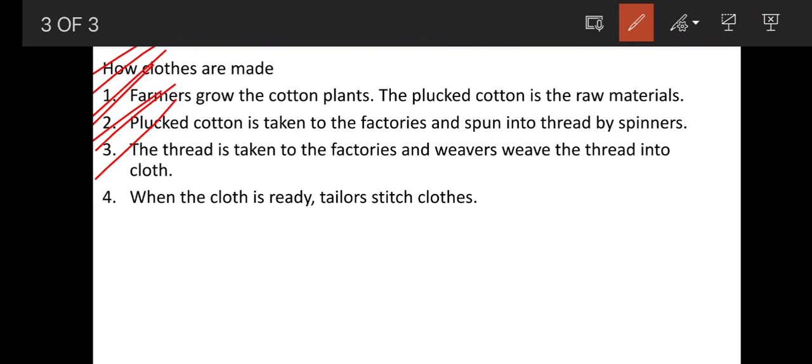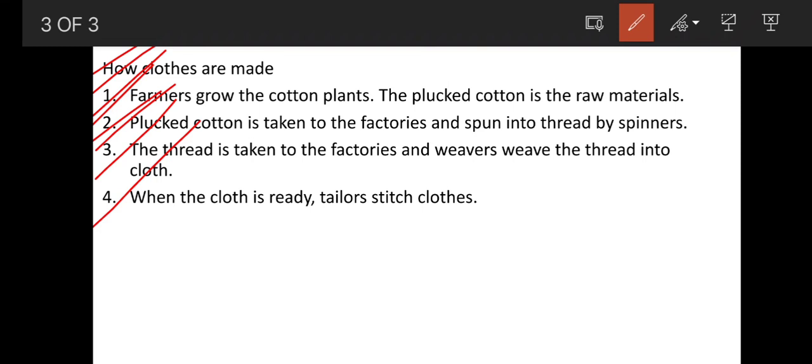After spinning the cotton into thread, the thread is taken to different factories, and in those factories there are weavers, who weave the thread into cloth. The weavers join all the thread together and make cloth. And what is the next step? When the cloth is ready, tailors stitch clothes. The cloth is sent to the tailors, and the tailor will stitch the clothes. After that, all the stitched clothes are available in the market.